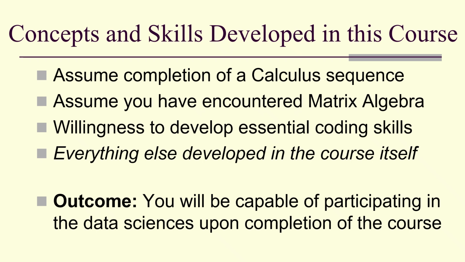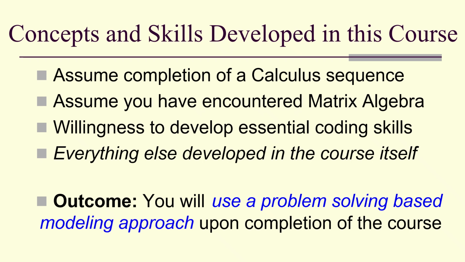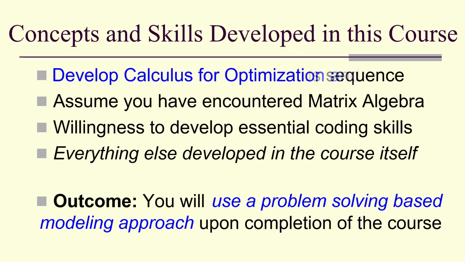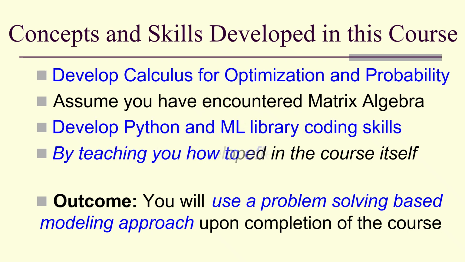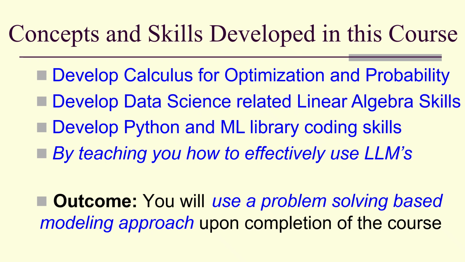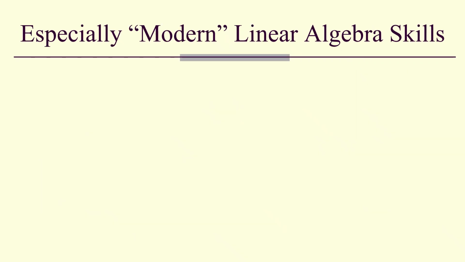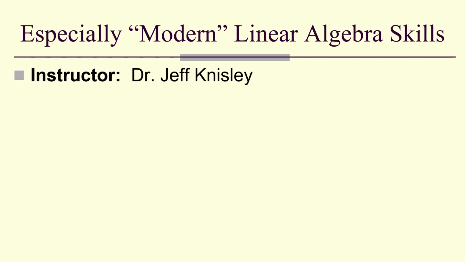Now, concepts and skills developed in this course. First off, you're going to learn to use a problem-solving based modeling approach. You're going to develop calculus for optimization and probability. You're going to develop Python and machine learning library coding skills by teaching you how to effectively use large language models. And we're going to develop data science-related linear algebra skills as well, especially modern linear algebra skills.